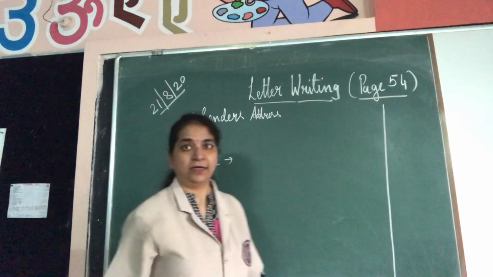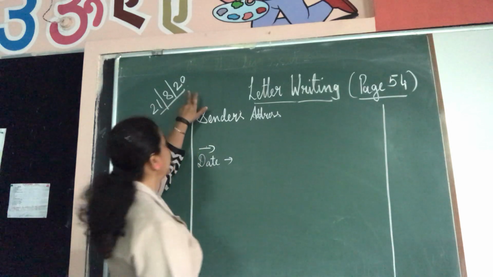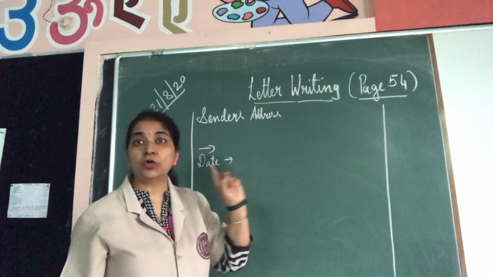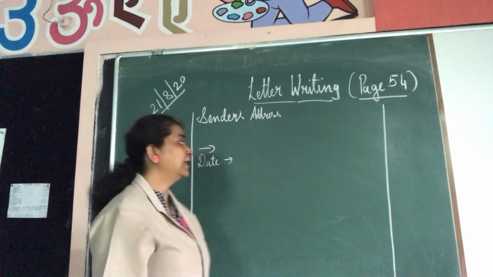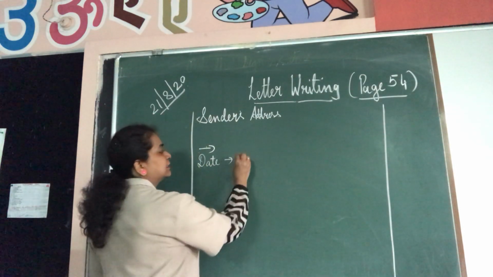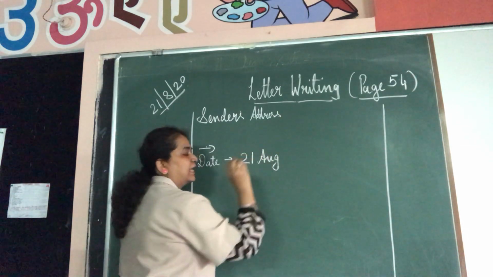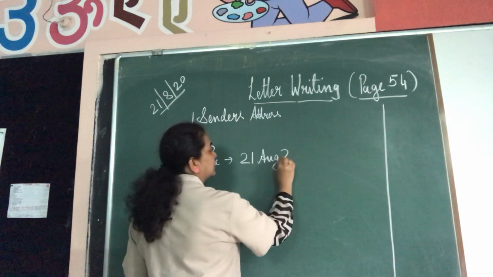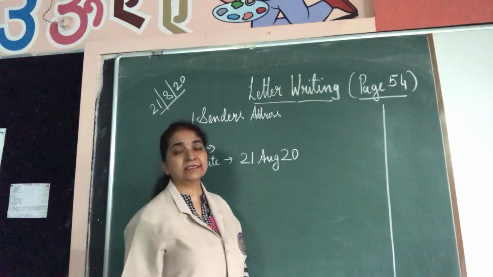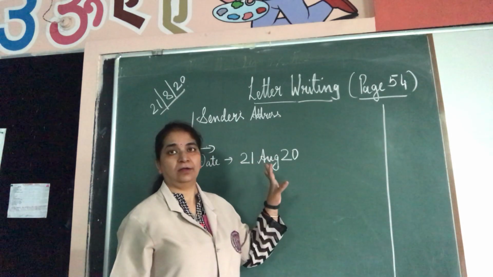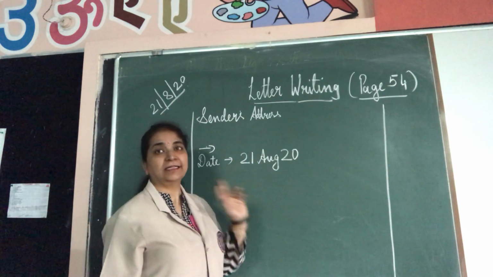Write the date in English, like how I have written the date here. You should not write the date in this way. In the letter format, the way you write the date is 21, then write the month's name, August, 2020. This is the way you write the date in English. Don't write the date the other way; write the date this way.